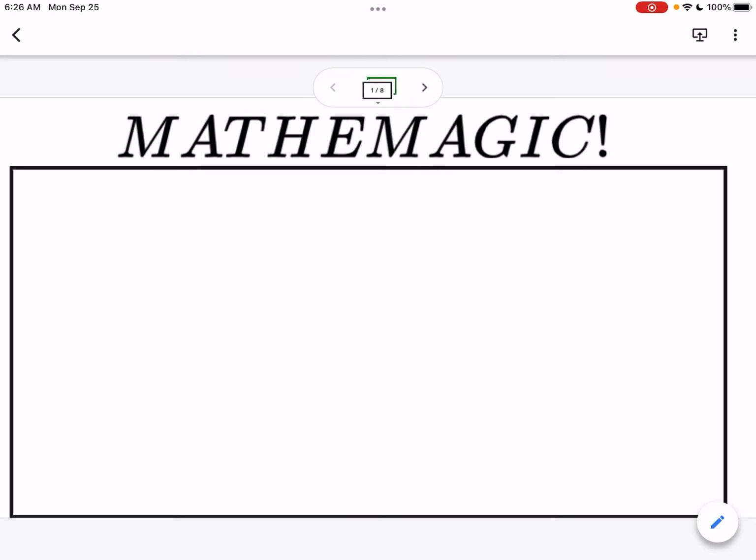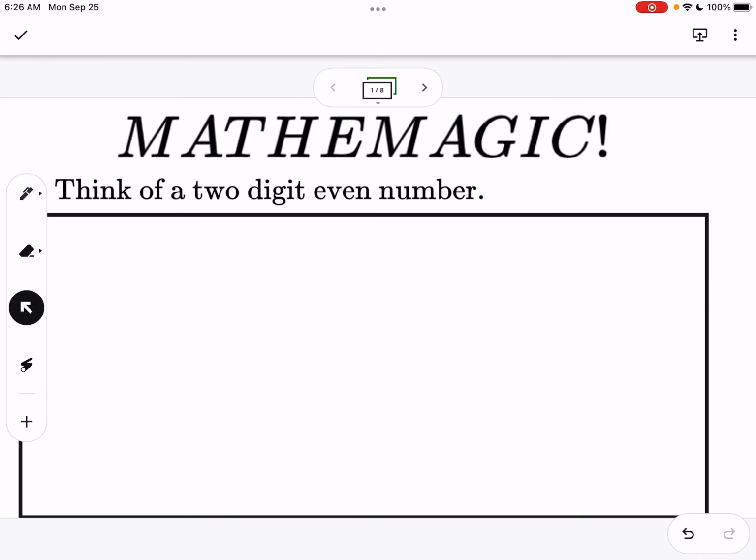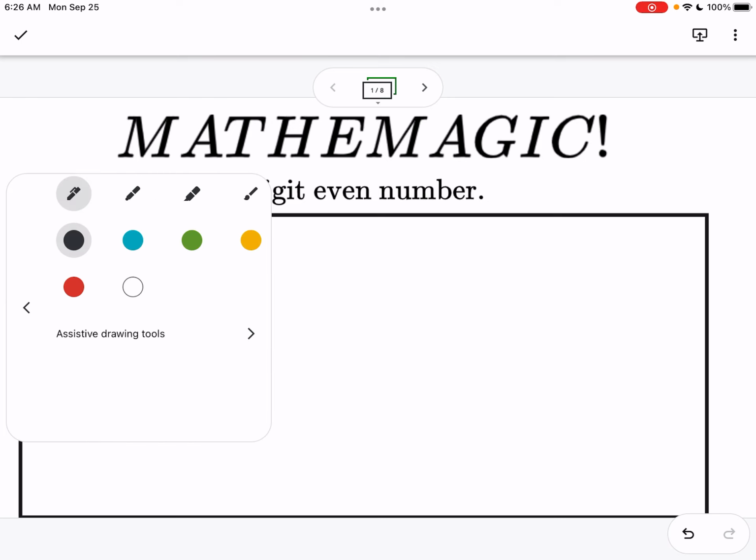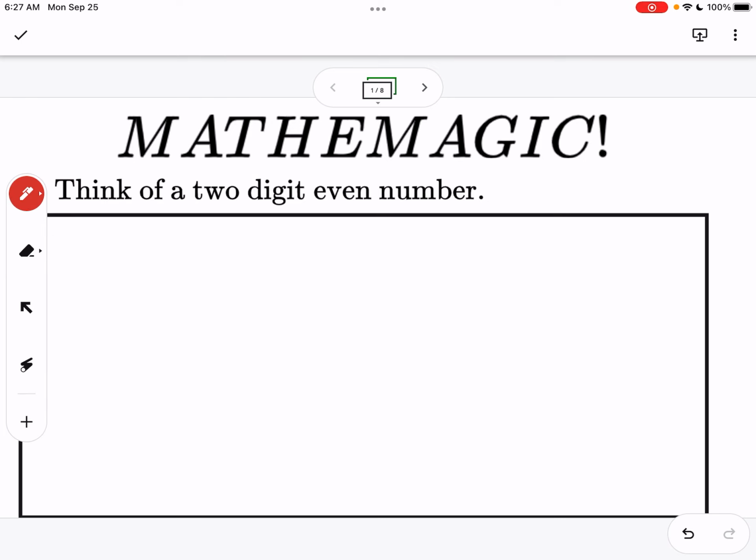We're going to start today with a little bit of mathemagic. So I want you to think of a positive, it doesn't say it, but let's make our number positive, 2-digit even number. So think of your number.